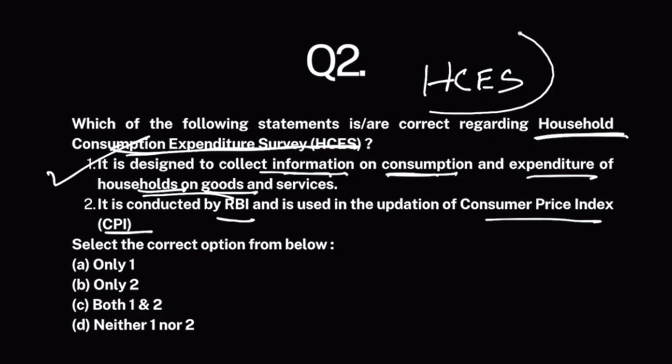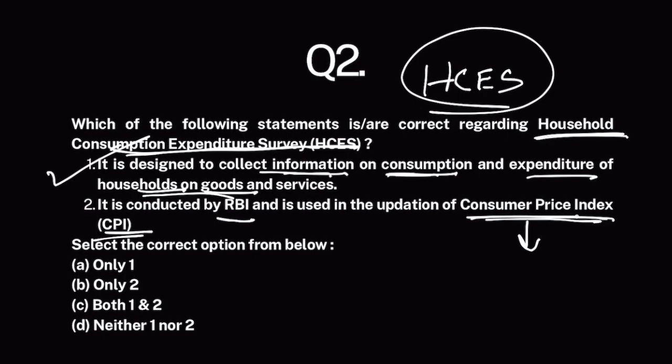Now, this survey is used to update consumer price index because consumer price index actually measures inflation for average households. But if we do not know what average households consume, we won't be able to calculate their inflation, because we need to track prices of those things which are consumed by average households. That's what consumer price index tracks, right? So to update consumer price index, you need data from HCES. Okay, so this part is correct.